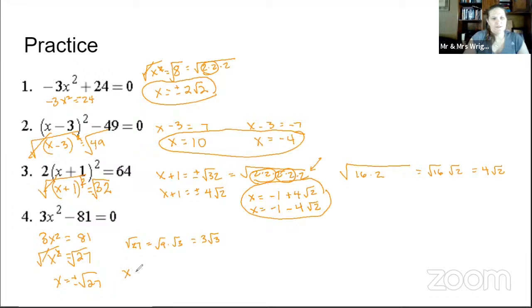Okay, so x equals 3 square root of 3, and x equals negative, because that's my positive and that's my negative, 3 square root of 3. And those are my two answers.